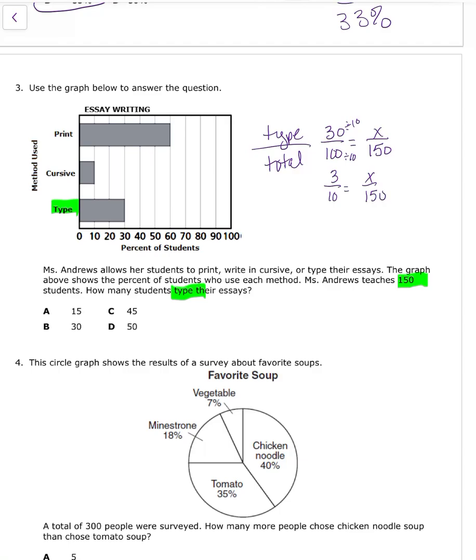And then I see a scale factor. 10 times 15 will give me 150. So 3 times 15 will give me the answer. So x equals 15 times 3, which is 45 students who would have typed their essay, which is C. So it's the same problems that we've been doing. We just have to get the information from a graph.